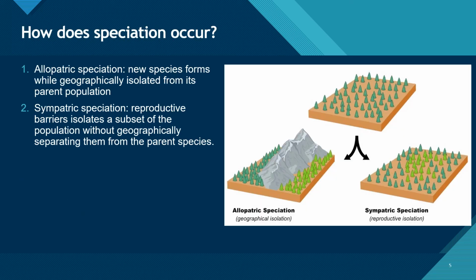Now that we know what speciation is, how does it actually occur? There are two ways. Allopatric speciation is when a new species forms while geographically isolated from the parent population. So you'd see the mountains are obviously impeding; it is a geographical isolation. And then sympatric speciation is when reproductive barriers isolate a subset of the population without geographically separating it from the parent species. So you see those trees, those light green ones, they're not separated from the parent species, but it is making it rather hard for them.